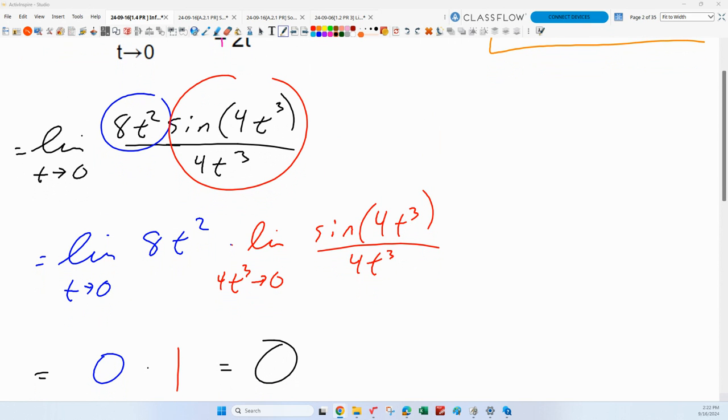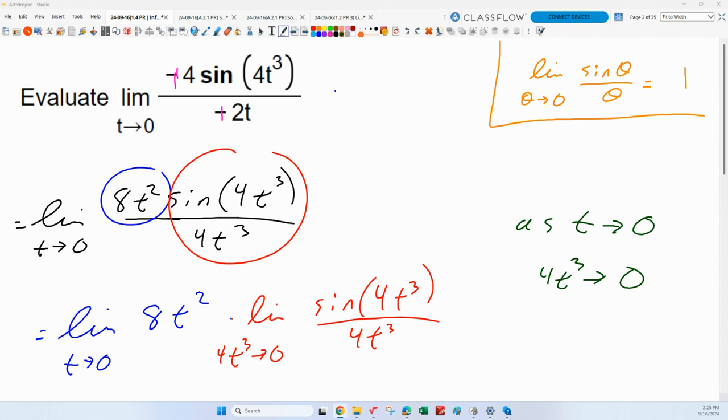For t cubed. Okay, here's why. Because as t approaches 0, 4t cubed approaches 0. So you can do that for free. It is. And the only reason we do it is just so we match that pattern. Okay? Just so we match that pattern.